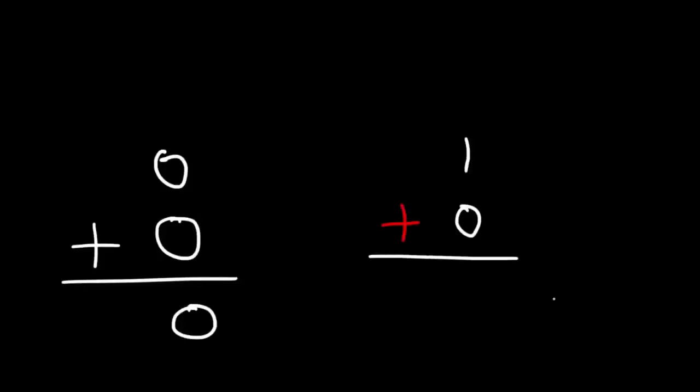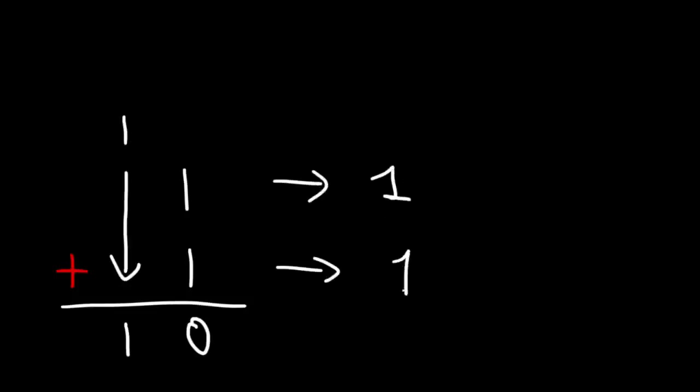What's 0 plus 0? 0 plus 0 is 0. Now what about 1 plus 0? How can we add those two binary numbers? 1 plus 0 is 1. Now there's some other basic rules to go over. What about 1 plus 1?